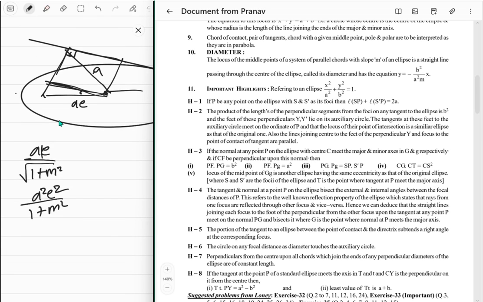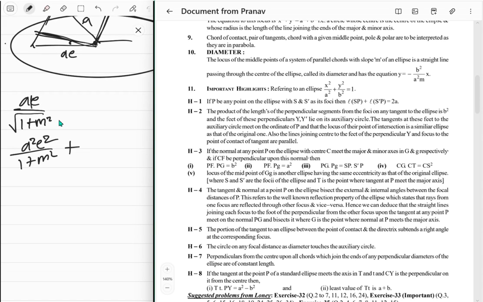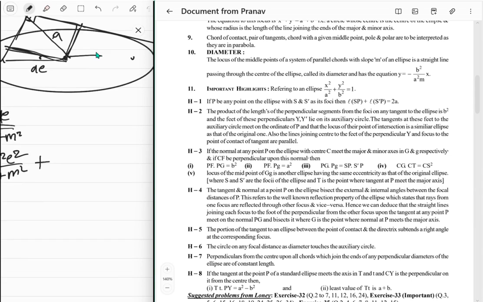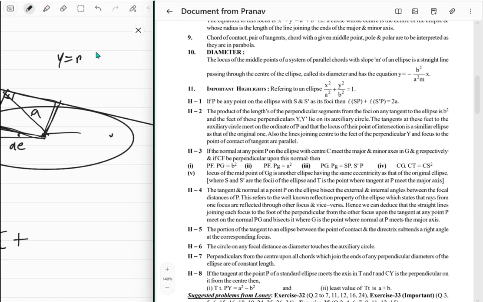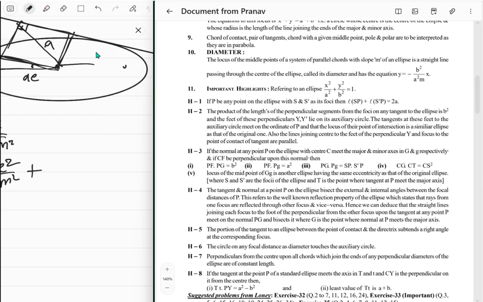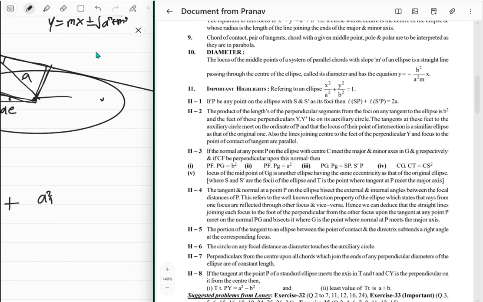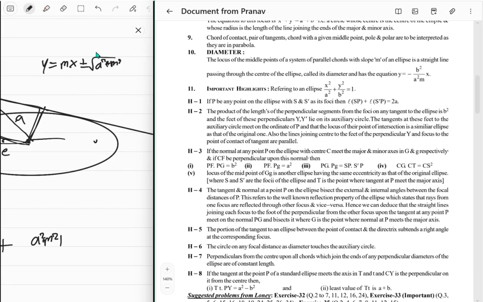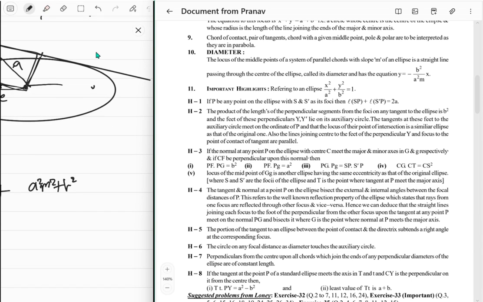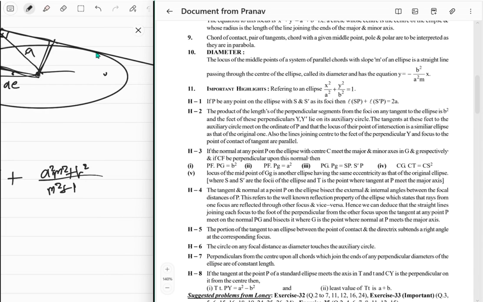So that's the square of this thing, and then you want this distance squared, and for that you can of course use the distance formula to go from 0 comma 0 to this point. So what's the line? y is equal to mx plus minus square root of a squared m squared plus b squared, right? And then the square of that is going to be a squared m squared plus b squared, upon m squared plus 1, right?